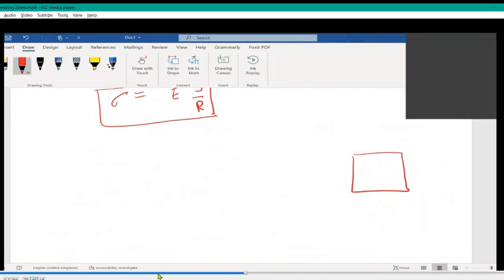I draw the diagram here. Cross section will be like this because it's a square section. Let us take this to be a square cross section, right? This is the neutral axis. This is the central line or central axis or neutral axis. Say I keep the same name AB, right?